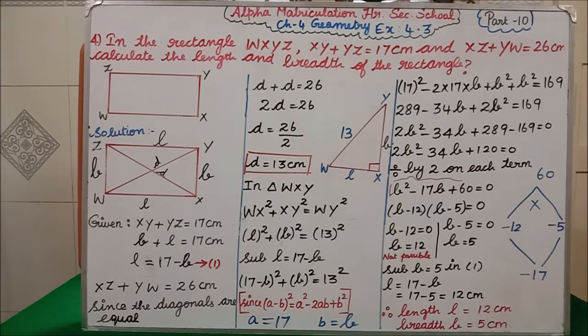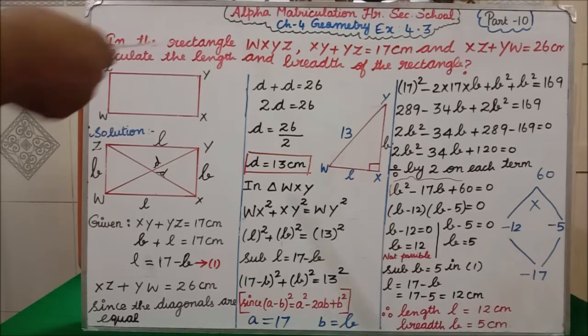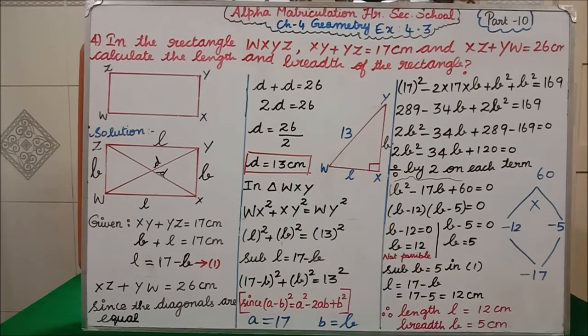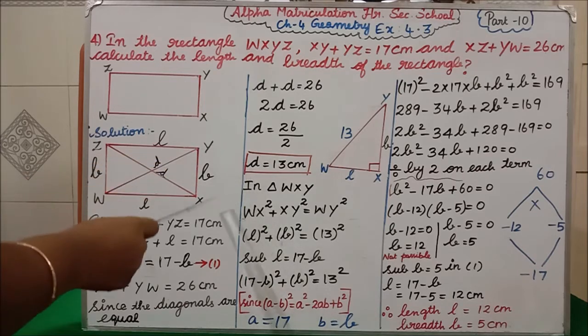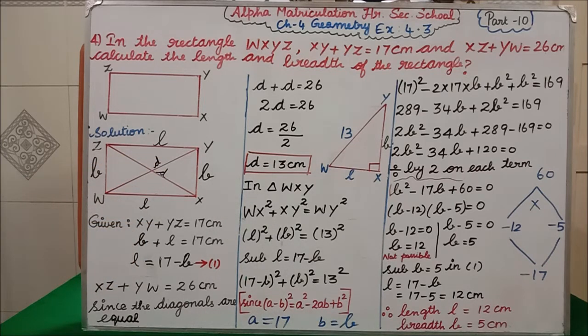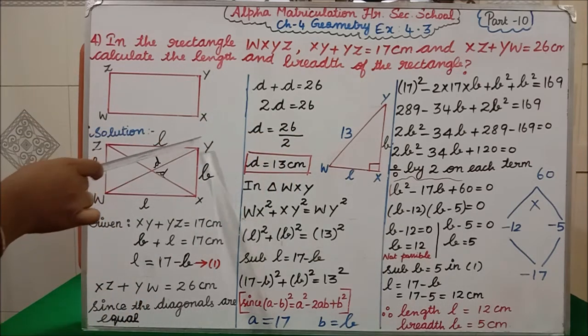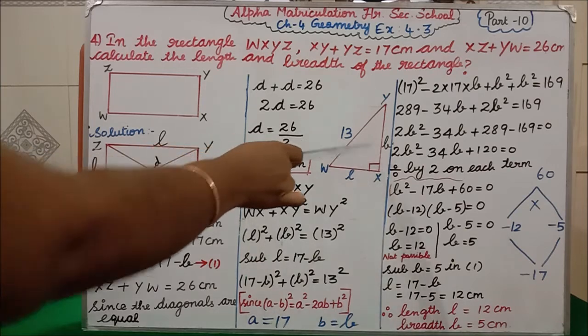Now in your question, they are not asking us to find the diagonal. They are asking us to find the length and breadth only. For that, I am taking separately from this rectangle this portion, this triangle alone. What is the triangle? YXW. Clear? That triangle I have drawn separately. From this rectangle I have taken only this portion and I have drawn it here.